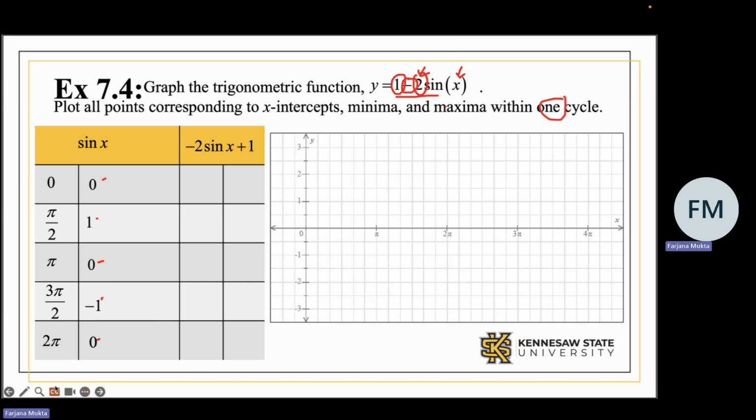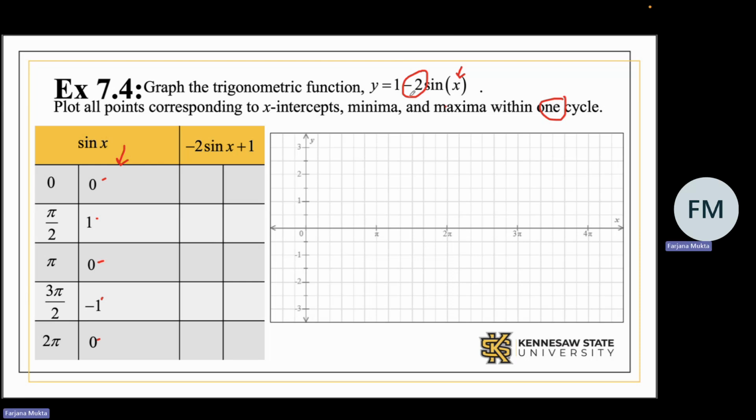Following that, since there is no horizontal shrink or stretch and horizontal shift, the first thing we'll do is multiply each of our y coordinates by -2. Again, remember that all the operations are happening outside, so only our y coordinates will change. There will be no change on our x coordinates because there is no operation inside the function.